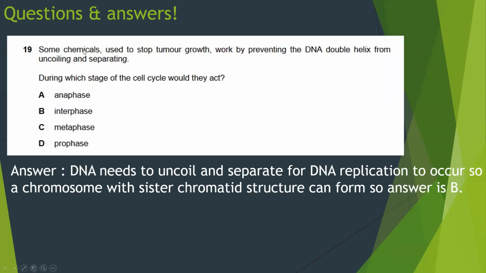And some chemicals used to stop tumor growth work by preventing the DNA double helix from uncoiling and separating. During which stage of the cell cycle do they act? Anaphase, interphase, metaphase, prophase. I'll give you a while to just read this and try to answer it yourself. Try not to look at the bottom answer, just think about it yourself.